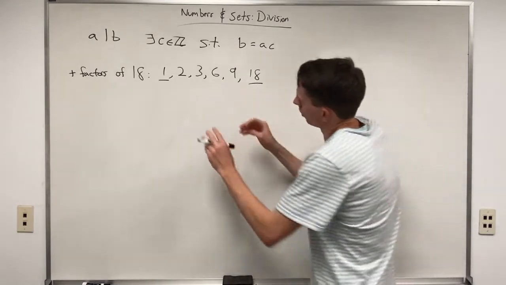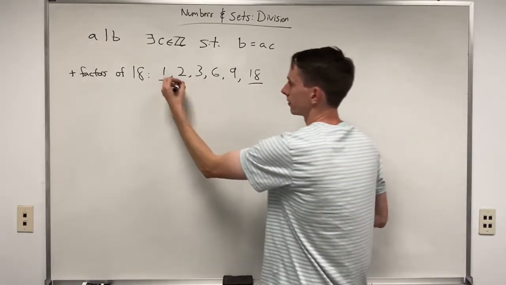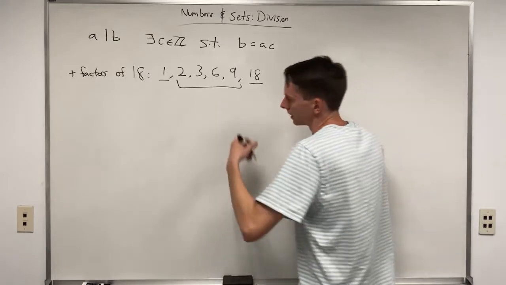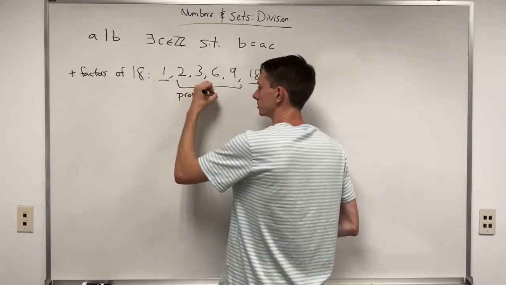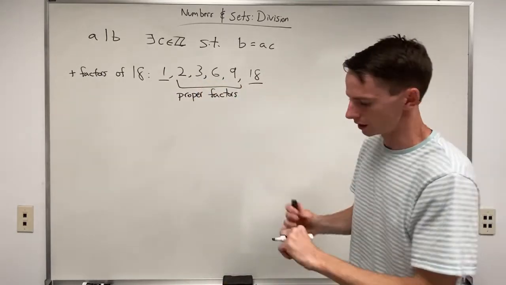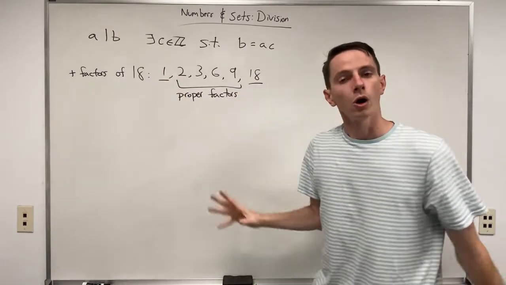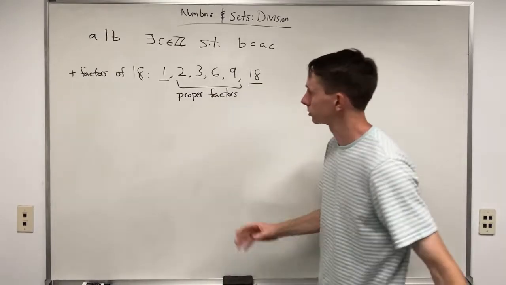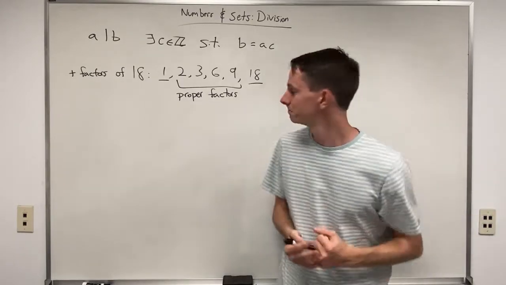Then we have all of the factors that were not the number 1 or the number itself. All of these guys, which in this case is 2, 3, 6, and 9. And we call these factors proper factors. So these were the proper factors of 18. And while the underlined factors, being the number 1 and the number itself, are guaranteed to be factors of a number, the proper factors were not. Some numbers may have proper factors and some numbers don't.